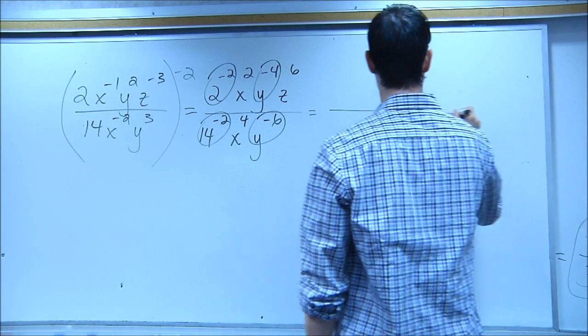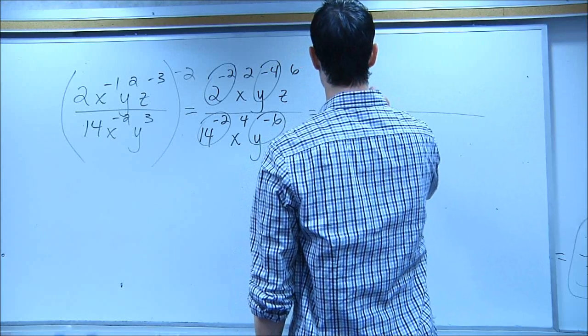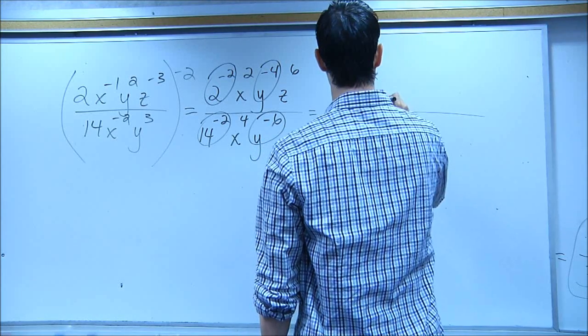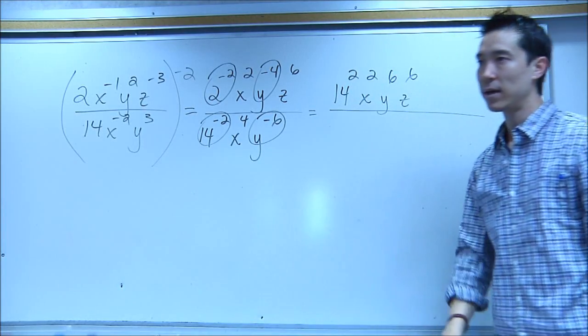And let's see what we get here. So I'm going to bring this guy up. You have a 14 squared. You already have an x squared up there. You're going to bring a y to the 6 up and a z to the 6. Okay?